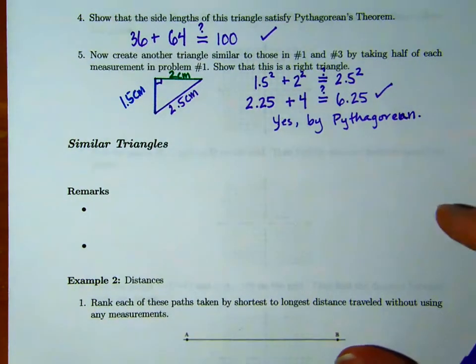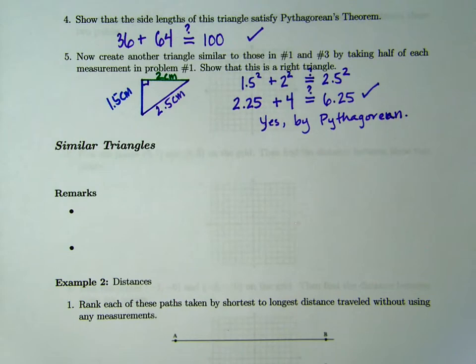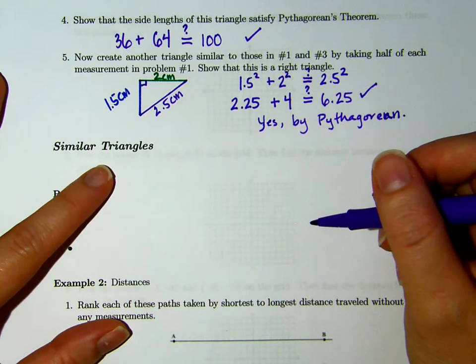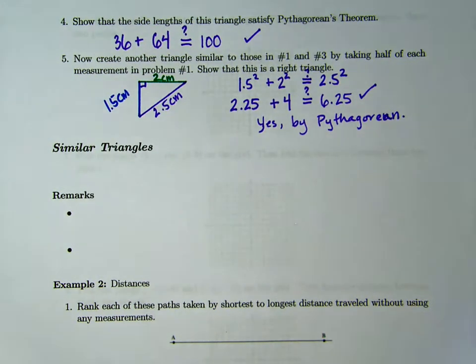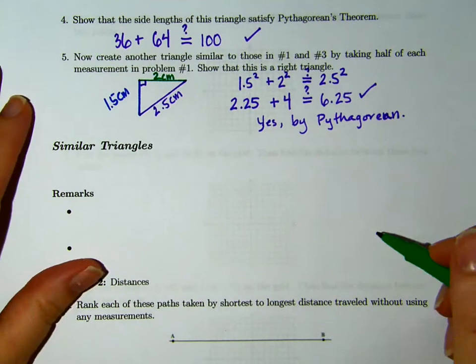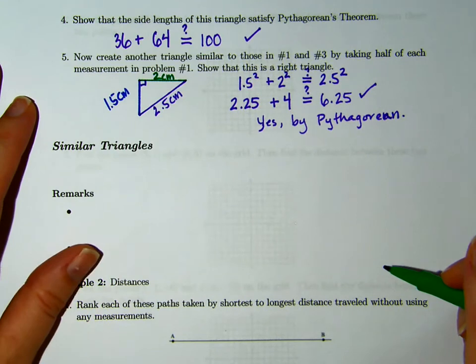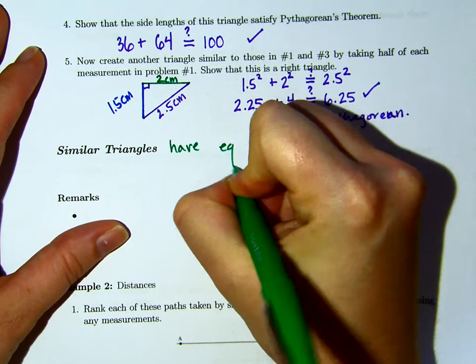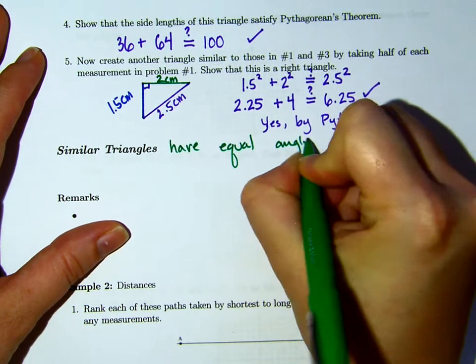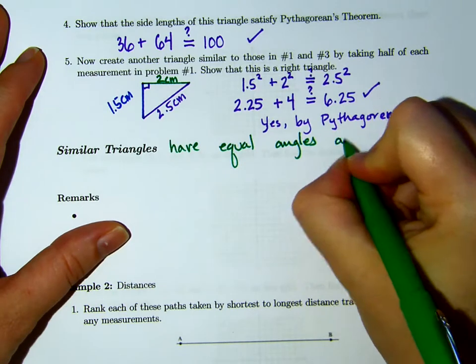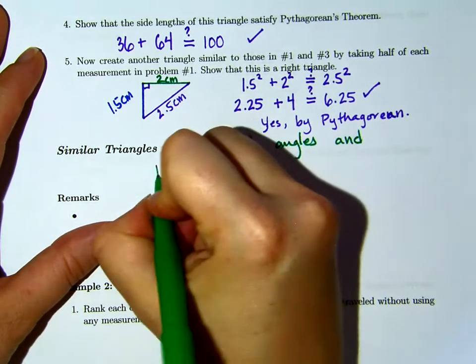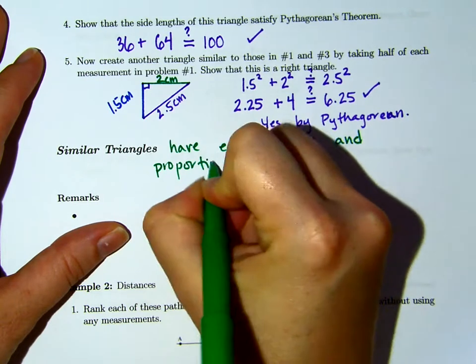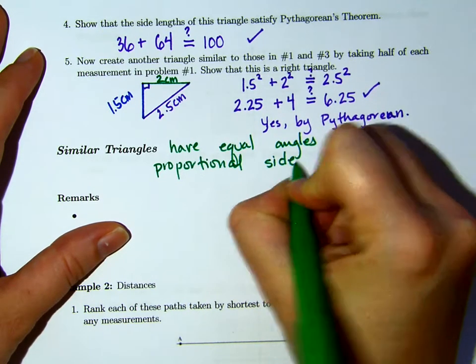So let's talk about the fact that these were all similar in some regard. So to me, similar triangles are triangles with equal angles and proportional side lengths. So similar triangles have equal angles and proportional side lengths.